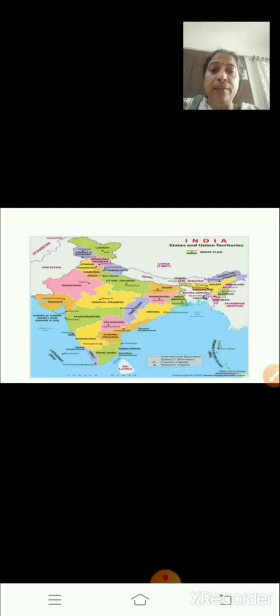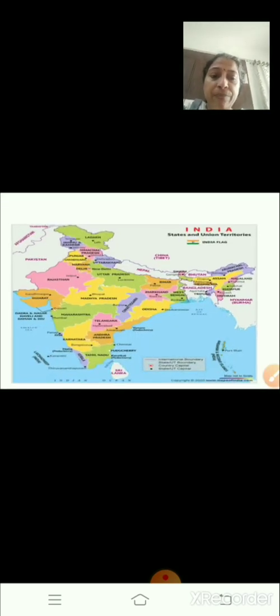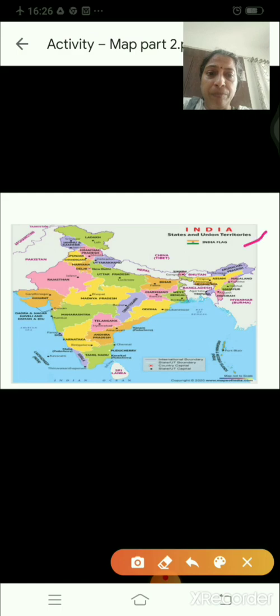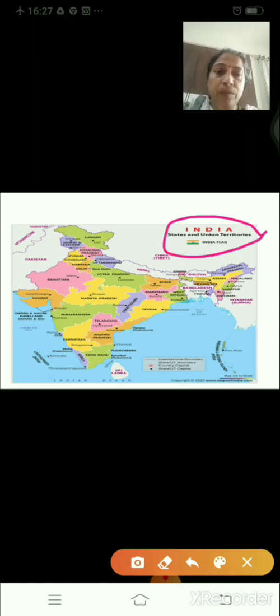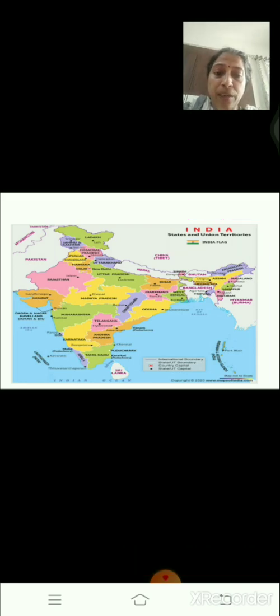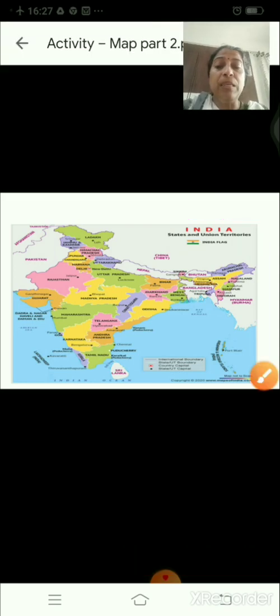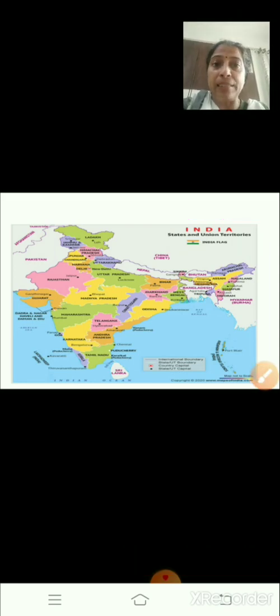Now look at this map on the screen. You can see the title is given here: States and Union Territories. So by looking at the title, you will get an idea about the map. This is a map of India and this is about the states and union territories. So title is one of the important elements of a map. Is that clear, students?